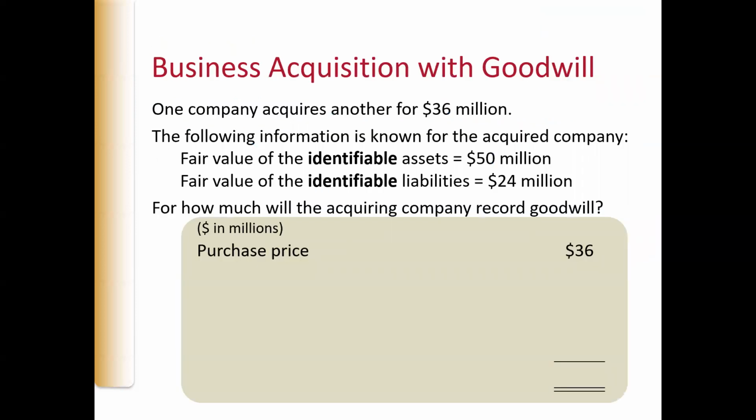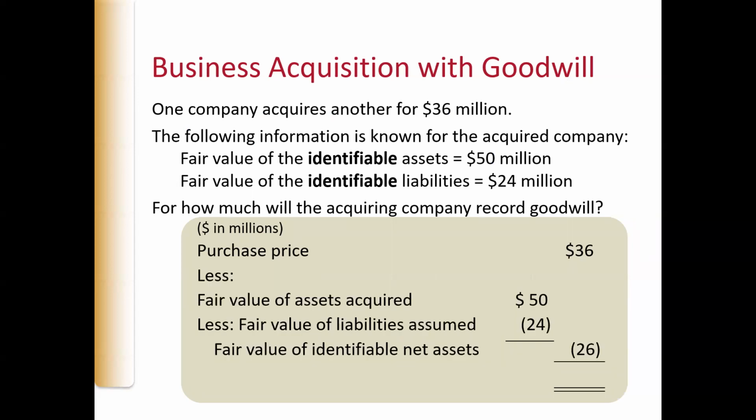So here, if one company acquires another for $36 million and they acquire identifiable assets of 50 and the liabilities associated with them of 24, the net assets here are the difference: 50 minus 24, or 26. So 36 million, the purchase price, minus the net assets they are taking, means that excess amount, or 10 million, would be classified as goodwill.